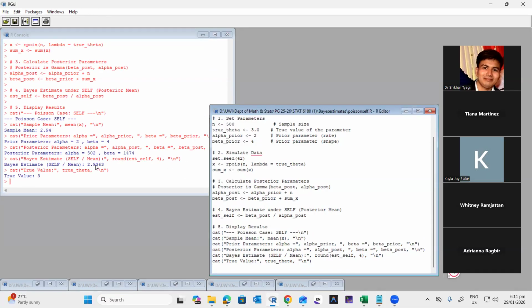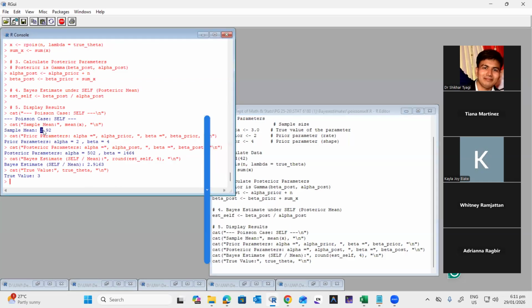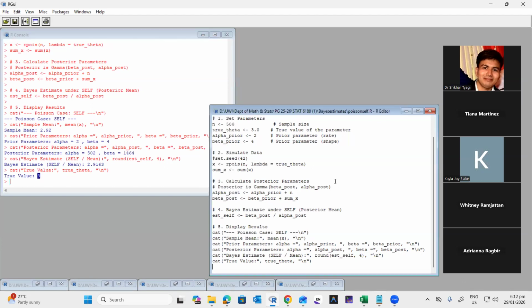It is 2.93, which approximates to 3. All right. If we just remove the set.seed from the sample, now the value is 2.91. And the sample mean is 2.92 and the Bayes estimate is 2.91. That means they are quite close, and they are near the true value of the parameter, that is 3. All right.